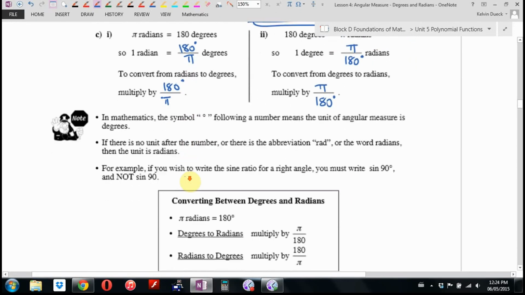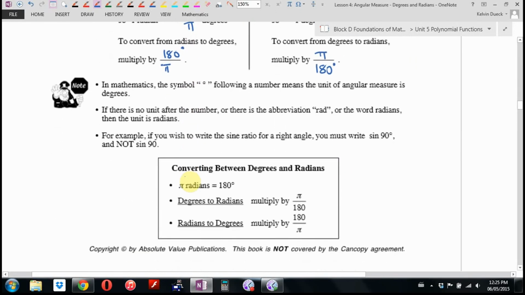Little nerd note. In mathematics, that symbol right there means degrees. If you don't put that symbol, I'll assume you mean radians. In other words, if you write this, I will not assume you mean 45 degrees. I'll assume you mean 45 radians. Degrees, radians. Or you can write the word rad if you really want to. Okay? So, little note.